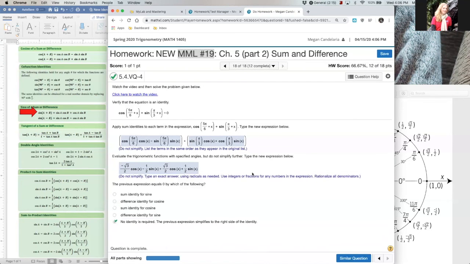Okay, all right. So there's a walkthrough of our MyMathLab number 19 homework, looking at how we can use our top 3 set of equations: cosine of sum and difference, cofunction identities, and sine of sum or difference. All right, hopefully this is helpful for you guys.